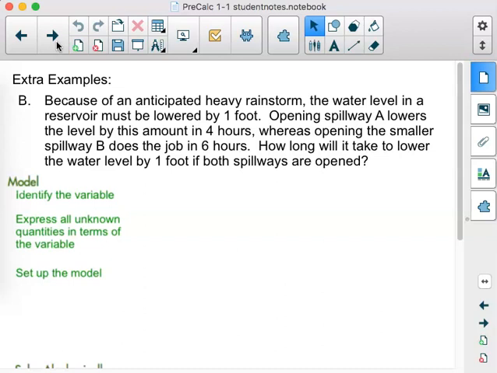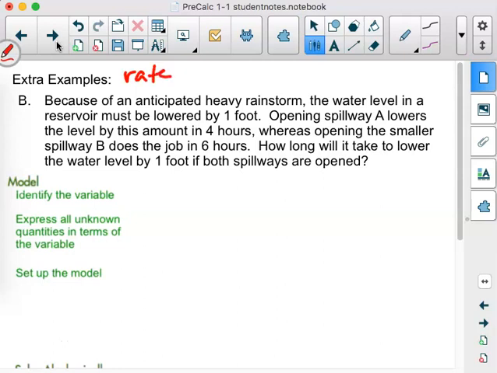Because of an anticipated heavy rainstorm, the water level in a reservoir must be lowered by 1 foot. Opening spillway A lowers the level by this amount in 4 hours, whereas opening the smaller spillway B does the job in 6 hours. There's an emergency. They want to open them both. How long will it take to lower the water level by 1 foot if both of those spillways are opened? Somebody realized, oh my gosh, we never tried to lower the water level and all this rain is going to come. So with this problem, what we want to do is think of these as a rate.